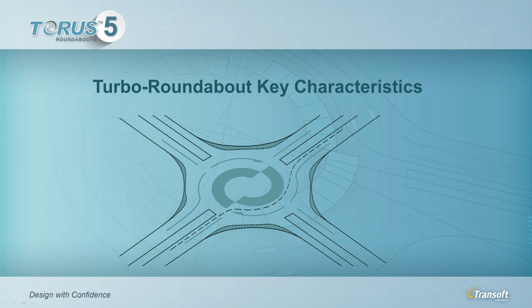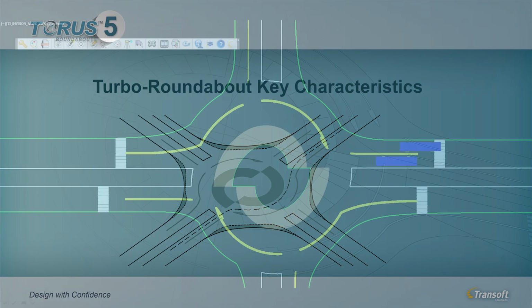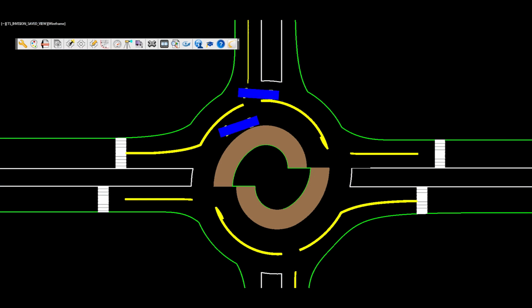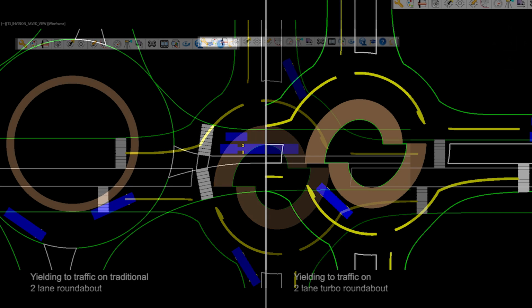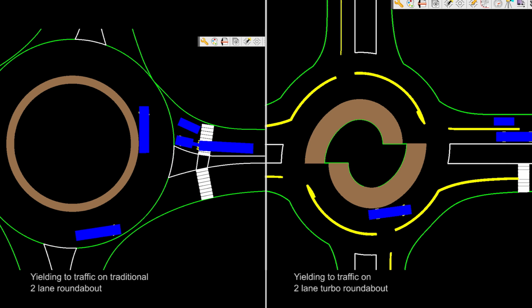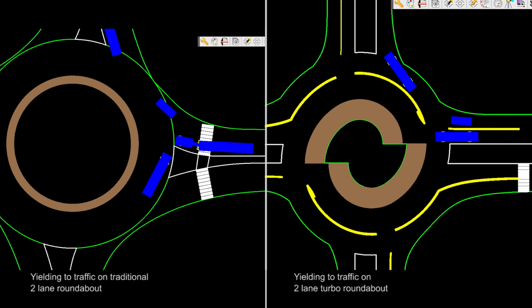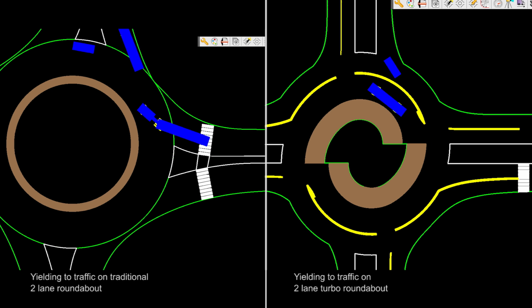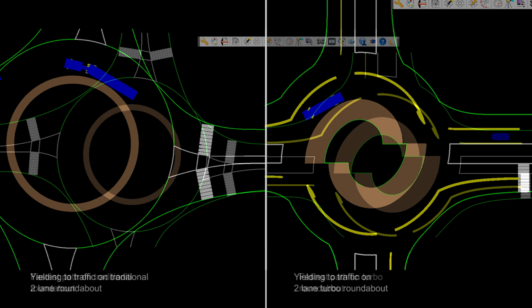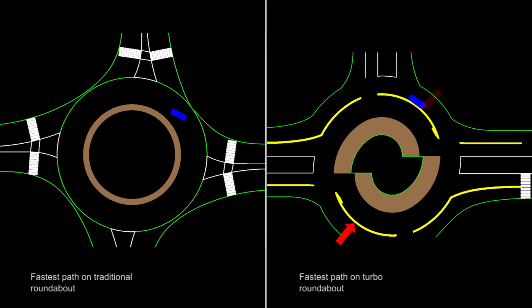The following are some key characteristics for turbo roundabouts. No lane changing on the roundabout. Nested spiral lane is introduced for one or more entries. No need to yield to traffic on more than two lanes. Low driving speed through the roundabout by the presence of raised lane dividers.